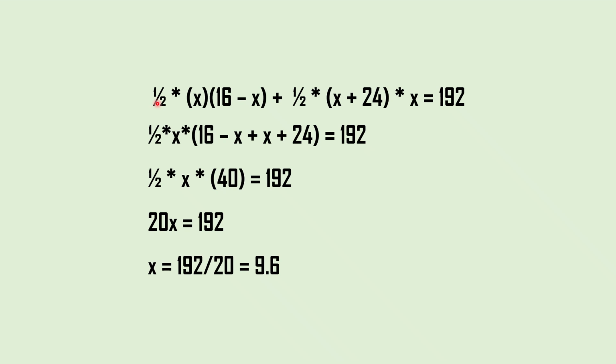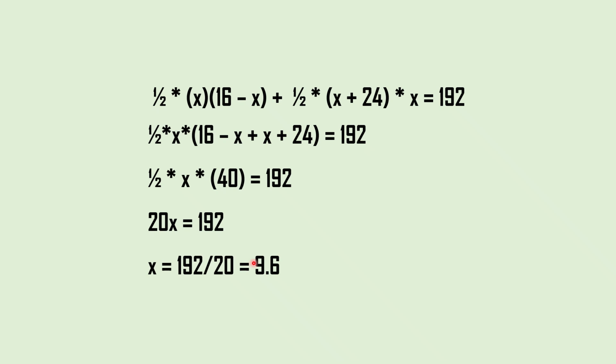So the blue triangle, half into x into 16 minus x, plus red trapezium, half into x plus 24 into x, is 192. Take half into x common, 16 minus x plus x plus 24. Minus x plus x cancels, 16 plus 24, 40. So half into x into 40, 192. Half into 40 is 20. 20x equal to 192. X equal to 192 divided by 20, again 9.6.